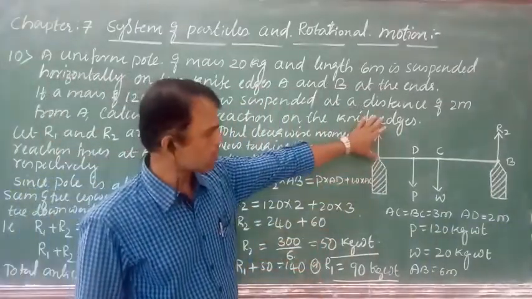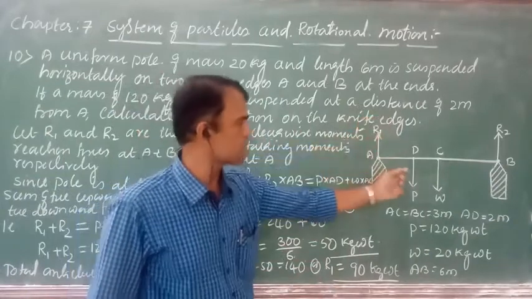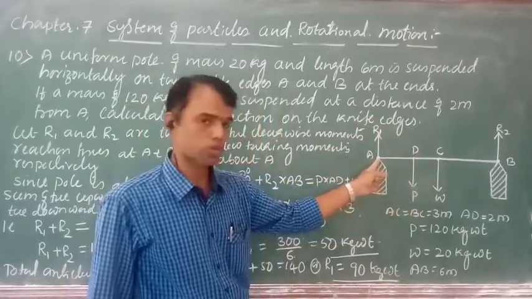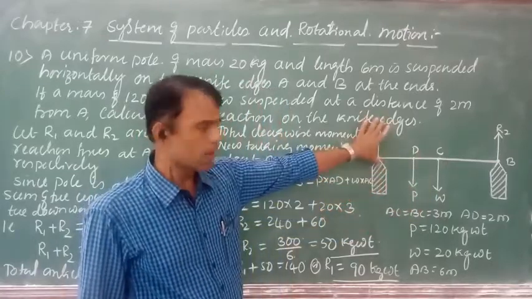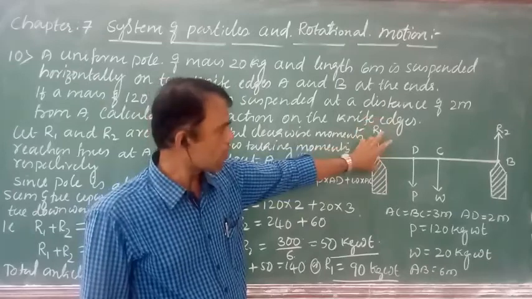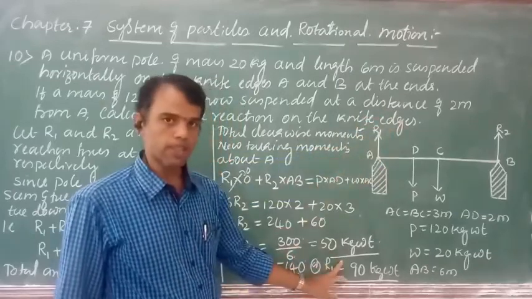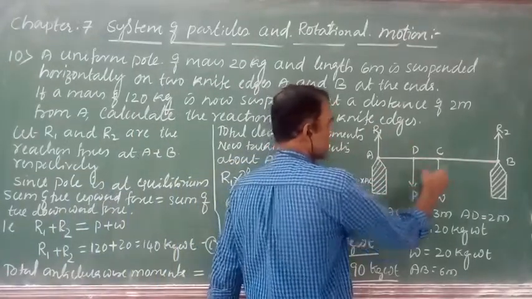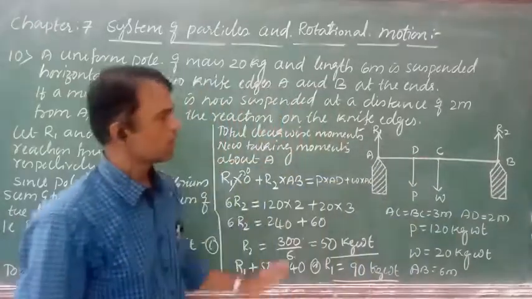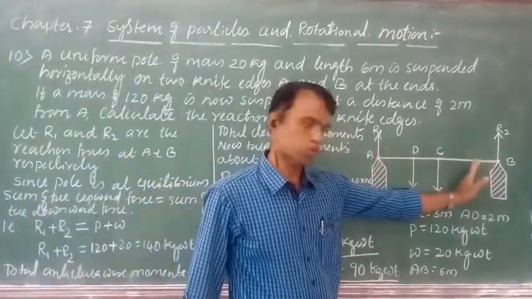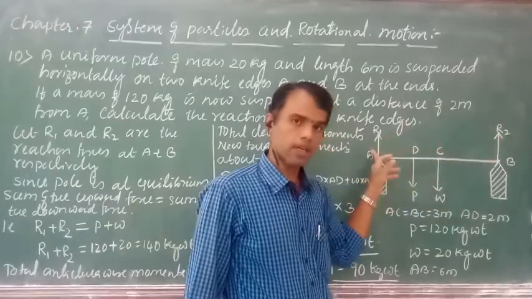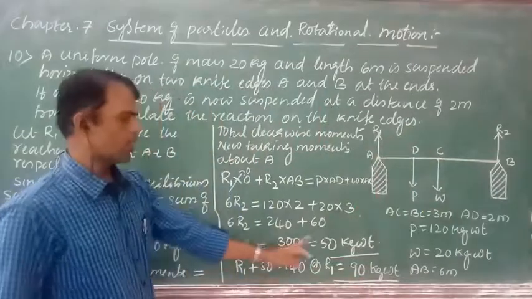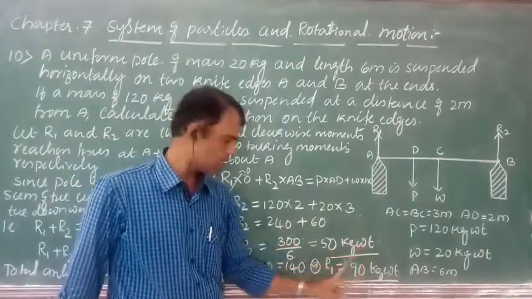This R1 reaction force has more value because this 120 kg of mass is suspended very close to the point A where we have reaction force R1. Thus R1 is greater than R2 in this case. If you shift this 120 kg to the other side, that is the far side of A, close to B, then R2 is greater than R1. So we have got both the R1 and R2 values, which is R2 has 50 kg weight and R1 has 90 kg weight.